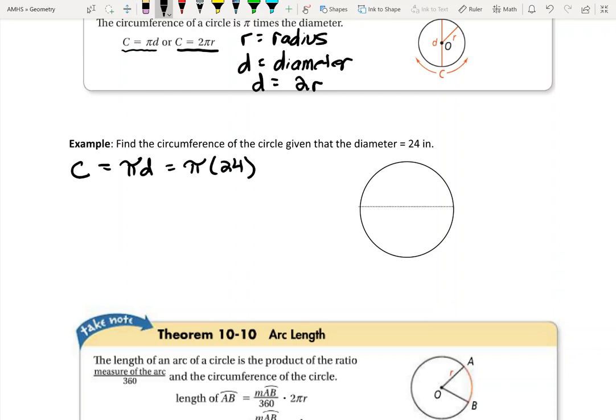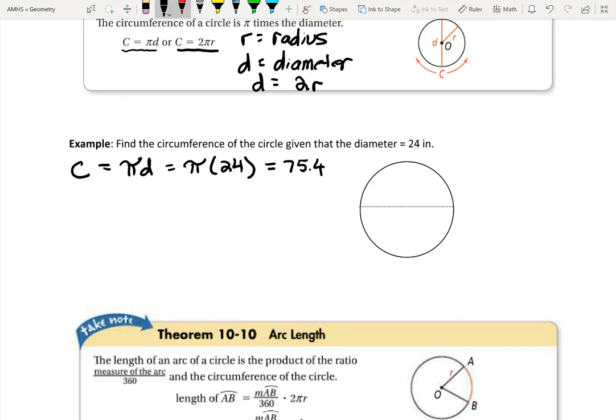I'm going to multiply that on my calculator. So 24 times pi. I get 75.39822 and so on. I'm going to round to the nearest tenth, and the reason is the diameter here is a whole number, so I'm going to go one more significant figure.